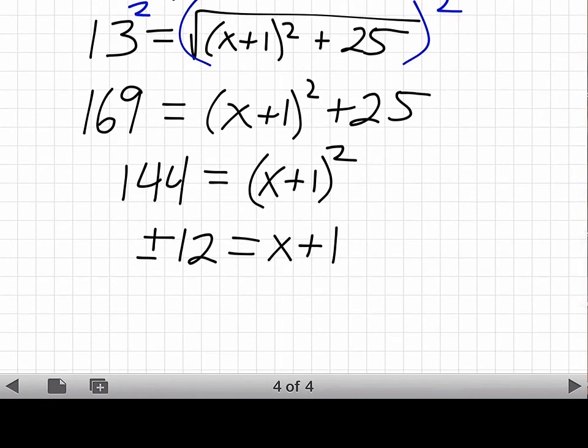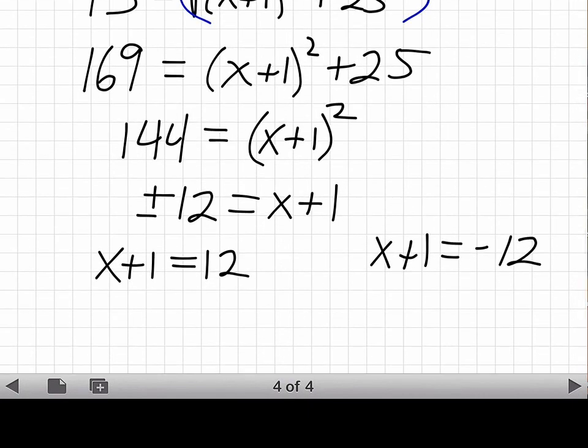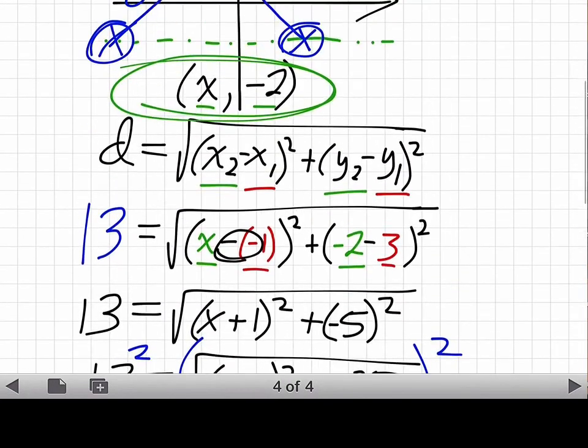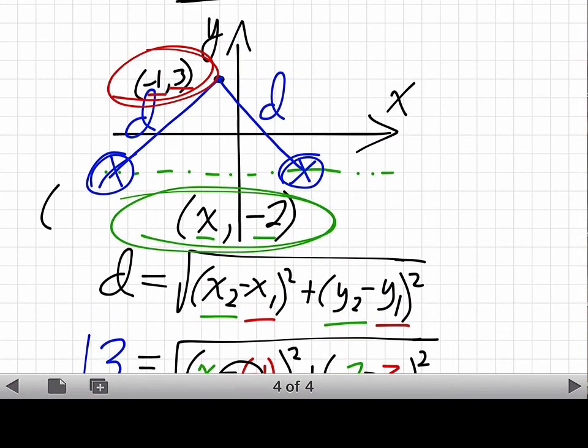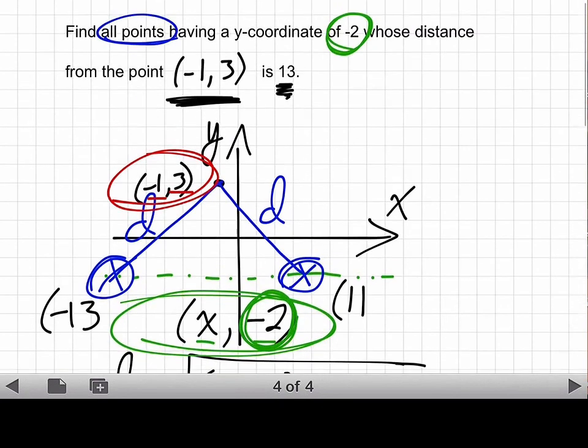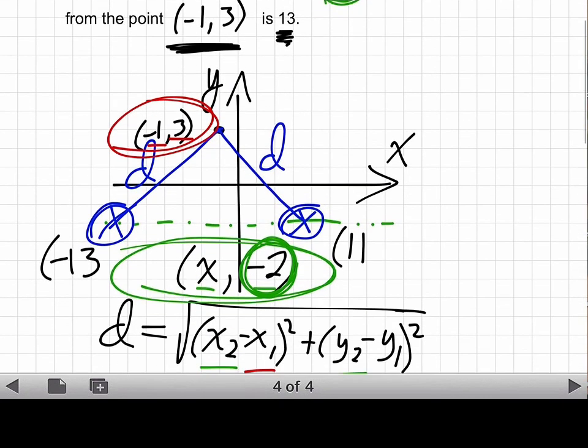And I'll write this as two separate equations. X plus 1 is equal to 12. X plus 1 is equal to negative 12. And now subtracting 1 from both sides will give me x is equal to 11, or x is equal to negative 13. Looking up at the drawing that we had, that means here we've got an x coordinate of negative 13. That one's on the negative side. And for the other one, we have an x coordinate of 11. Remember that in each case, the y coordinate was supposed to be negative 2. That was from the original statement of the problem.